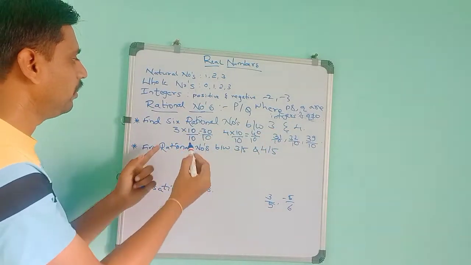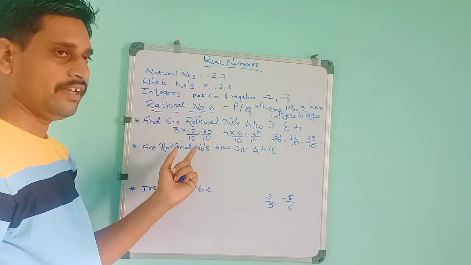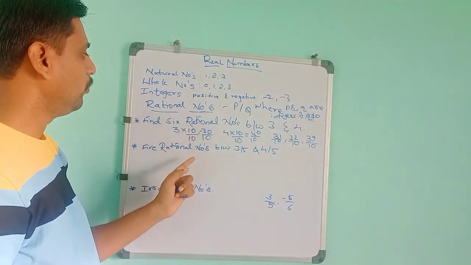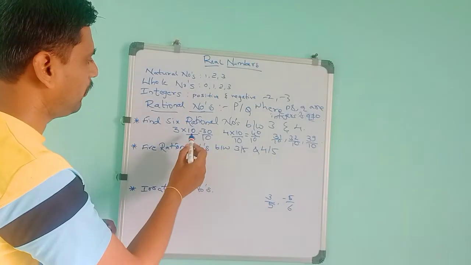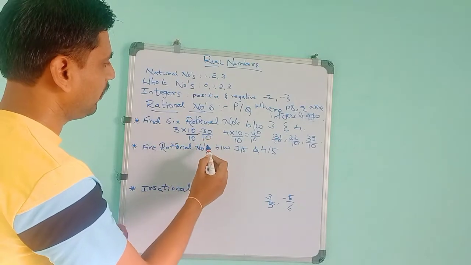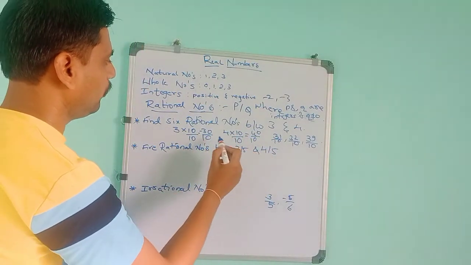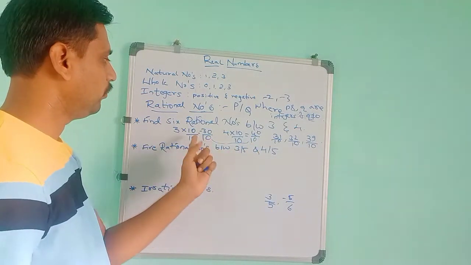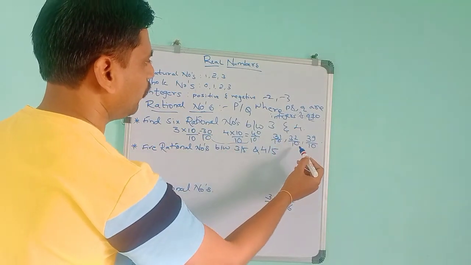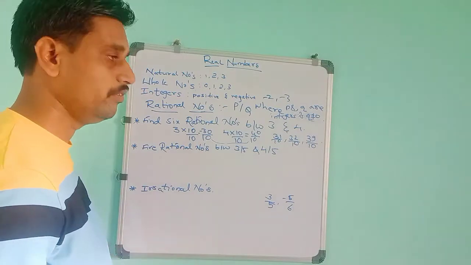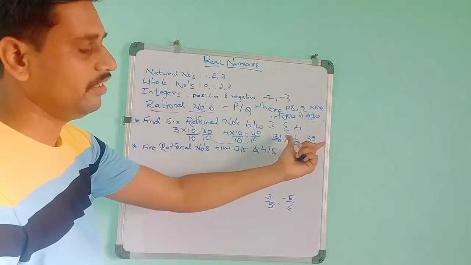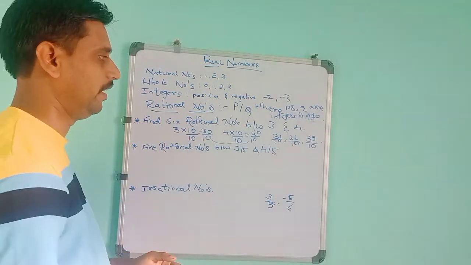Between 3 and 4, you can take any number, and you have to multiply both numerator and denominator by the same number. I take 10 as an example. So 3 becomes 30 by 10, and 4 becomes 40 by 10. The numbers between these two are 31 by 10, 32 by 10, up to 39 by 10. If they ask for 6 numbers, you can write any 6, like 31, 32, 33 by 10.